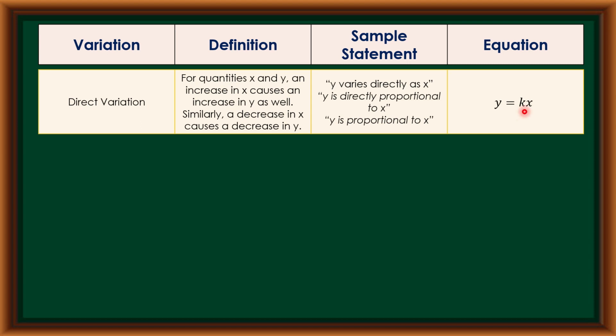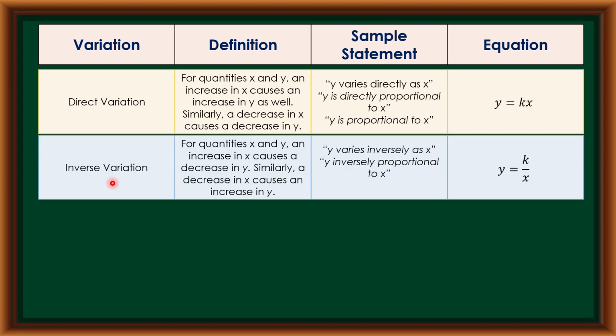Aside from direct variation, we also have inverse variation, in which for quantities x and y, an increase in x causes a decrease in y. Similarly, a decrease in x causes an increase in y. The sample statements for inverse variation are: y varies inversely as x, and y is inversely proportional to x, which can be translated into the equation y is equal to k over x.